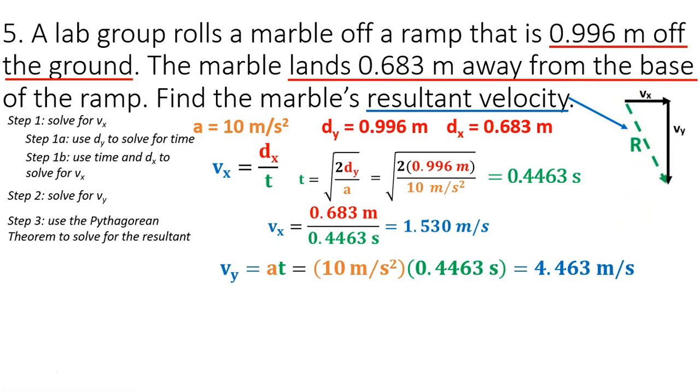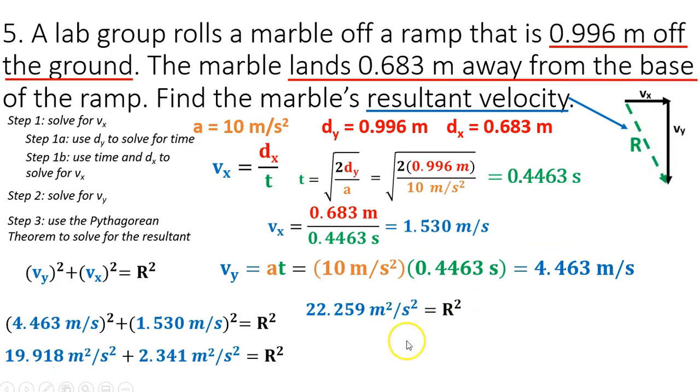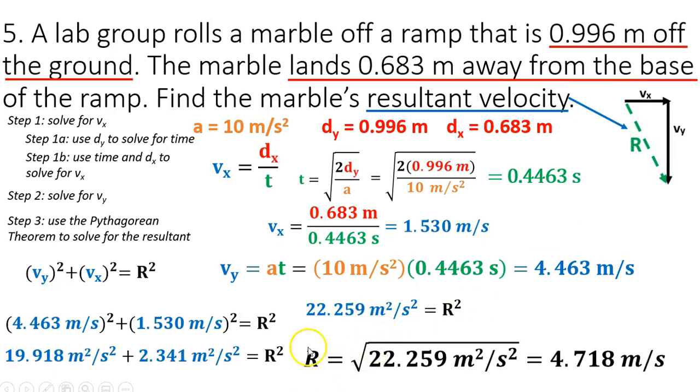So step 3 is to then use the Pythagorean theorem to solve for our resultant. Vy squared plus Vx squared is going to equal the resultant squared. So that gives us a resultant is equal to the square root of 22.259 meters squared per second squared, or our final answer being 4.718 meters per second. Again, we know that that is slightly larger than our Vy, and it is larger than our Vx, so at least you can tell that that is a reasonable answer.